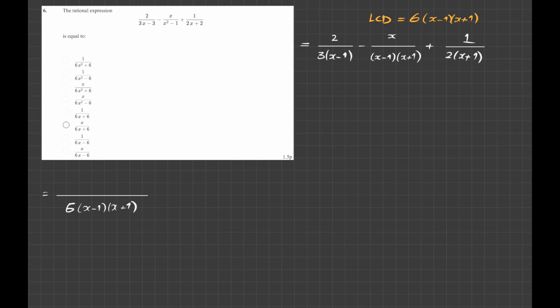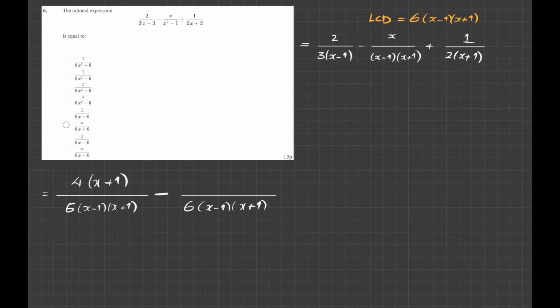Then I ask myself, how is it that this one has transformed to this one? By multiplying it by 2 and x plus 1. So I have to do the same thing in the numerator. I will take the numerator and multiply it by that one. So it becomes 4 times x plus 1. Okay, after that you see a minus sign. So I put it there, and then the common denominator is again as before, the same LCD.